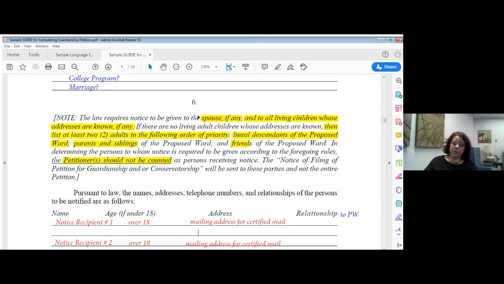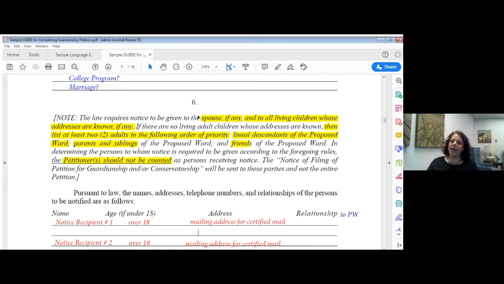So the law requires notice to be given to a spouse, if any. Typically, I think amongst the focus crowd, we don't have too many spouses. But if there were a spouse, that person is who must receive notice. Also, living children whose addresses are known. And again, you think spouse and children, that's weird.